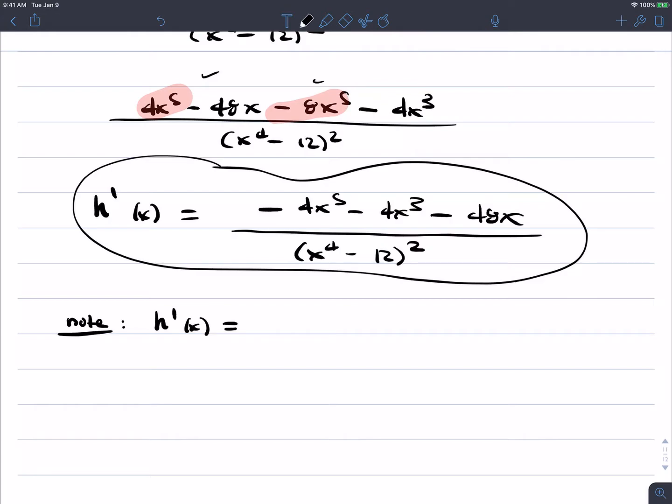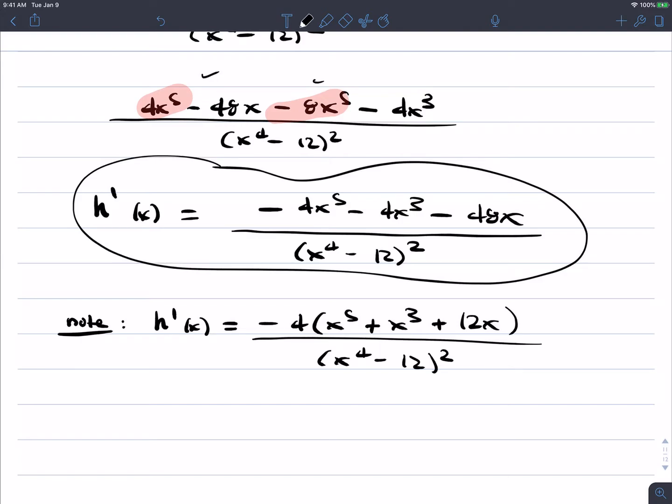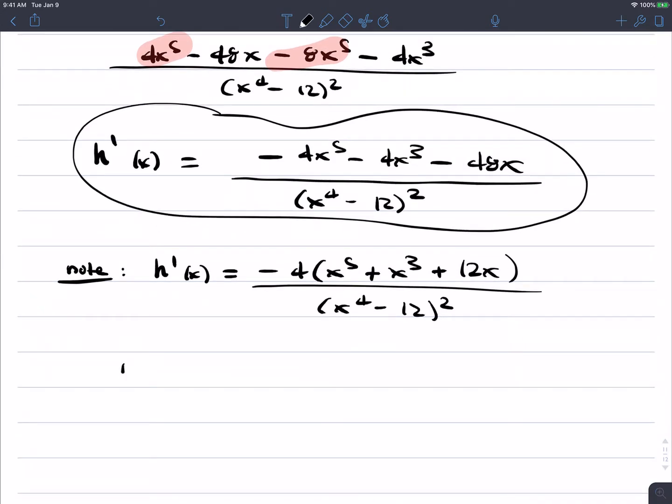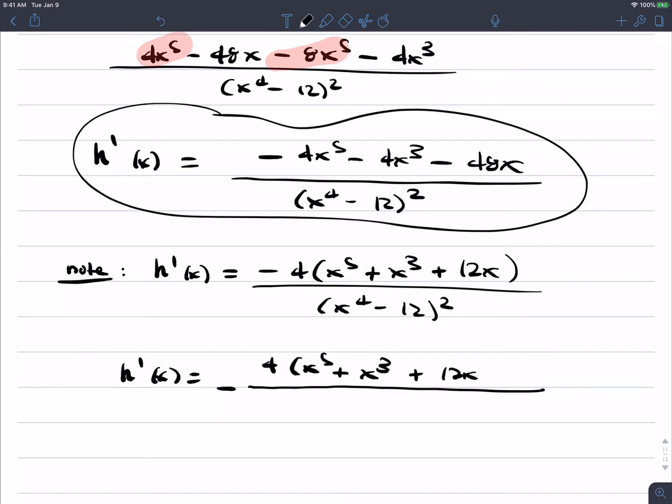And you can see a couple of things. You can see negative 4 now times x to the fifth plus x cubed plus 12x, everything over x to the fourth minus 12 squared. You can see your answer this way. Or you can see the answer where they put the negative sign at the same level as your division sign. And now they have a 4 here times x to the fifth plus x cubed plus 12x.